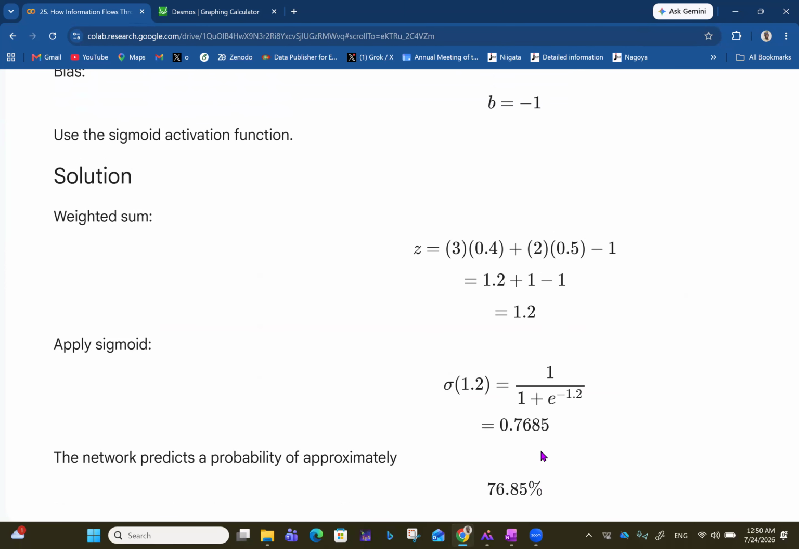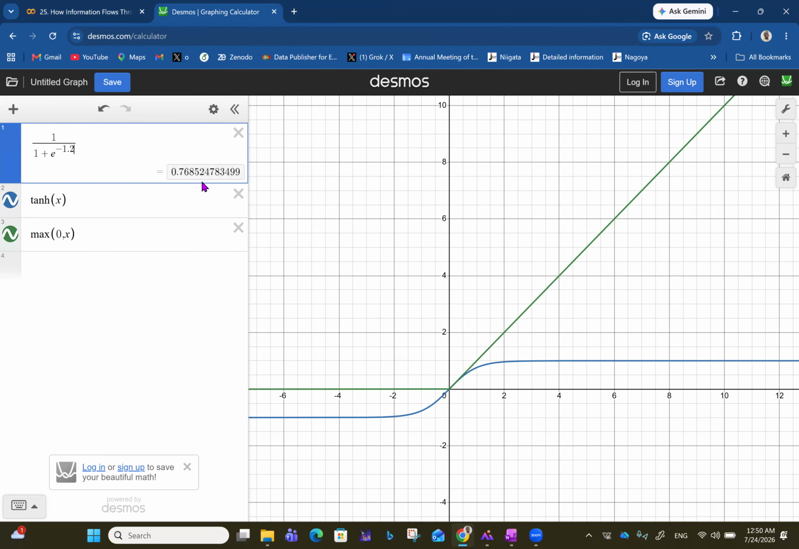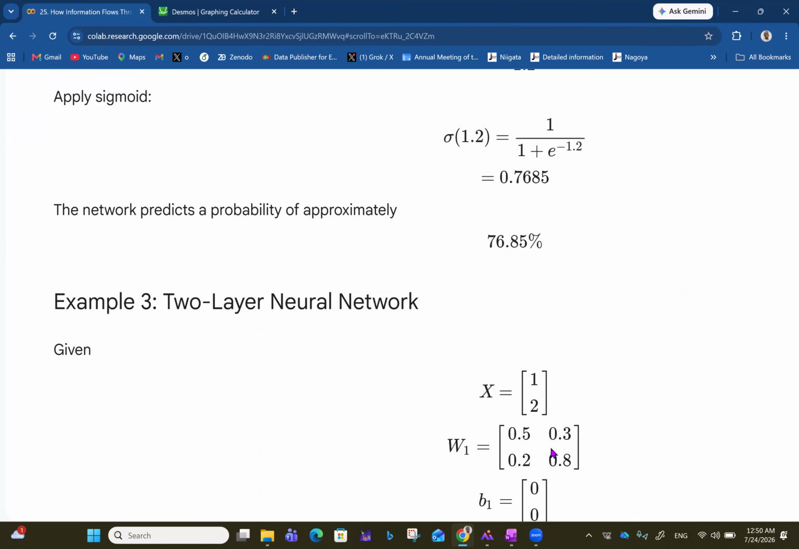If you apply the Sigmoid function, that is sigma of 1.2. So where you have x there, you put 1.2, and that is 0.7685, which is exactly what we have here. So the network predicts a probability of approximately 76.85%. So there's a 76.85% confidence that the right prediction will be made in this case.